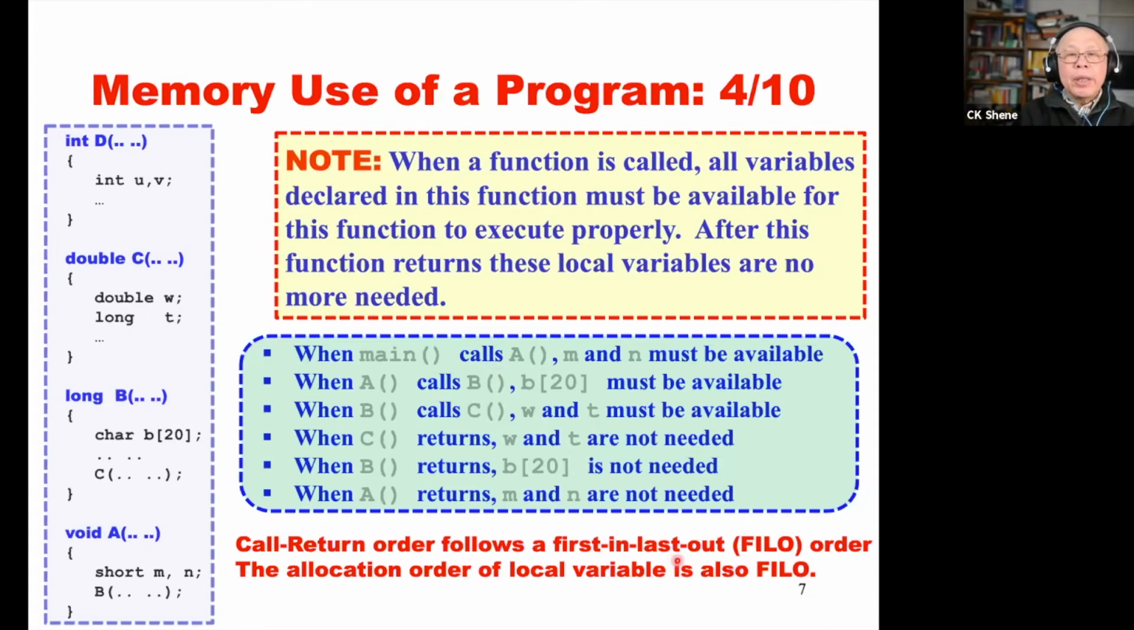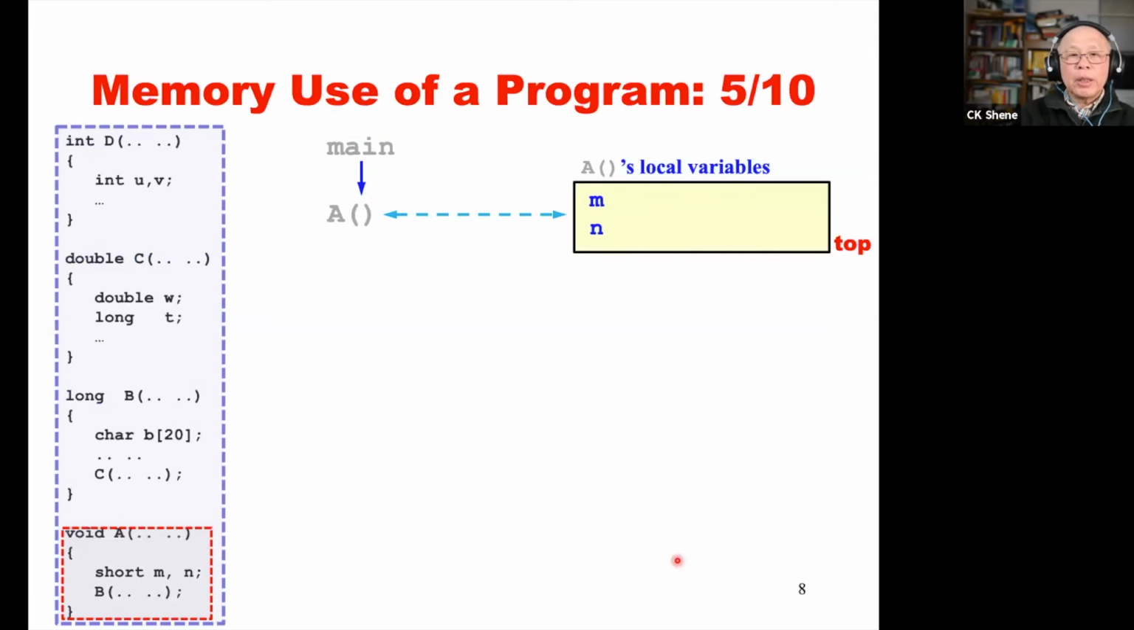Now, because the allocation and the free of local variables simply goes parallel with the function being called and the function returning, the allocation order of local variables is also first in, last out. Or if you want to say it in a different way, that's last in, first out. So let's explain it with a diagram.